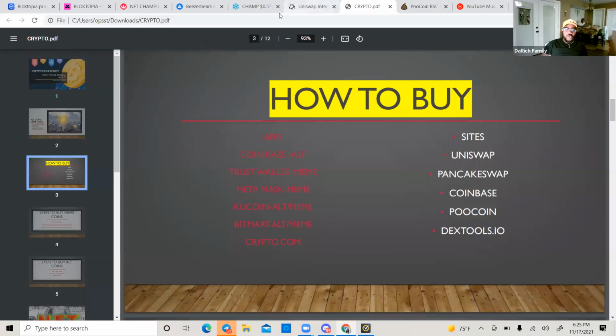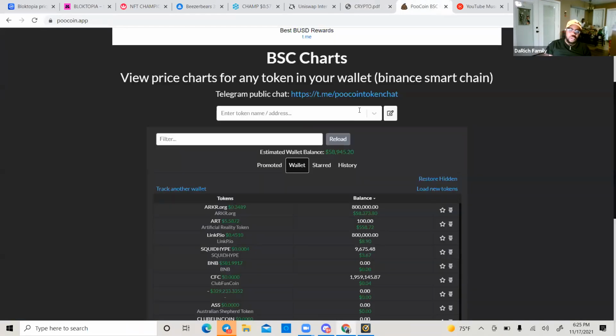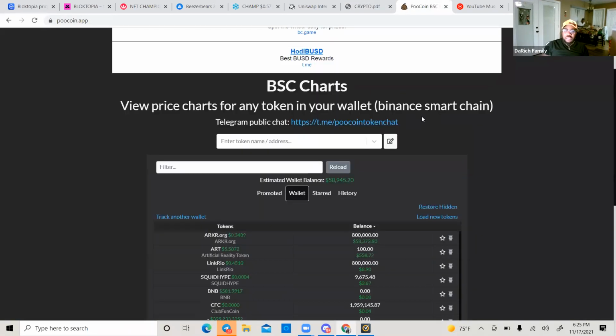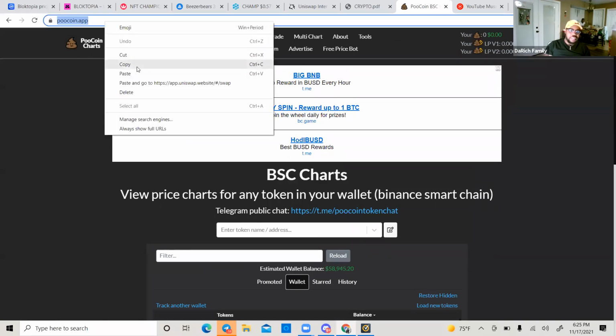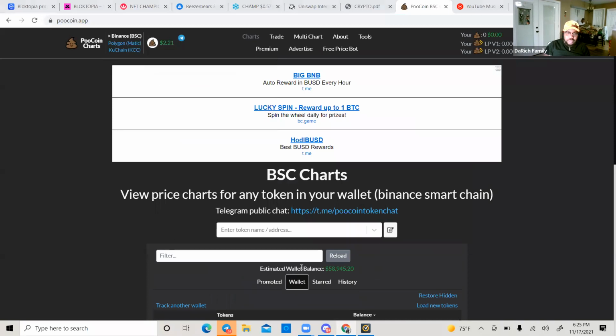So now you guys see Uniswap. Now PancakeSwap, this is the BNB network, which can also be used on PooCoin. So this is my actual wallet. This is the PooCoin app. I'll drop this in the chat as well for you guys.